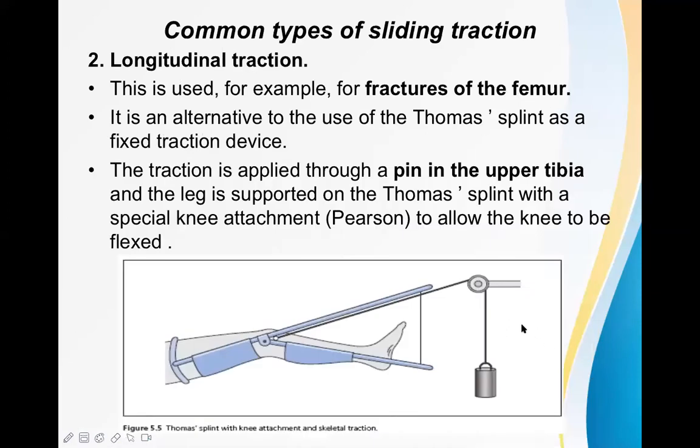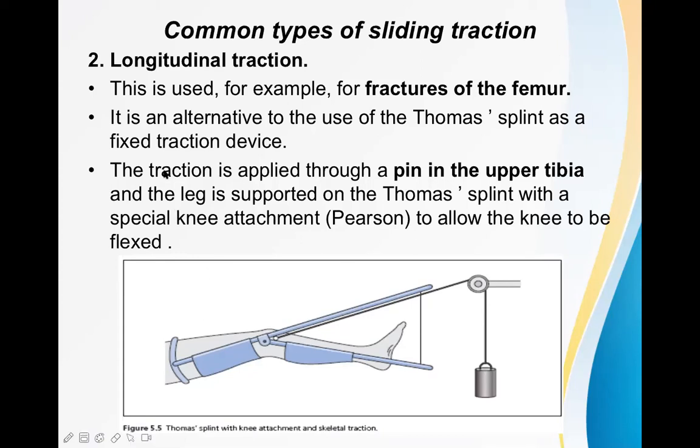Another type of sliding traction is longitudinal traction. Now look at here. This is a traction force, and the counter traction is given by the patient himself. So this is used, for example, for fracture of the femur. It is an alternative to the use of Thomas splint as a fixed traction device. Now Thomas splint is a type of splint. You have seen the picture before, so it can be used as an alternative to Thomas splint.